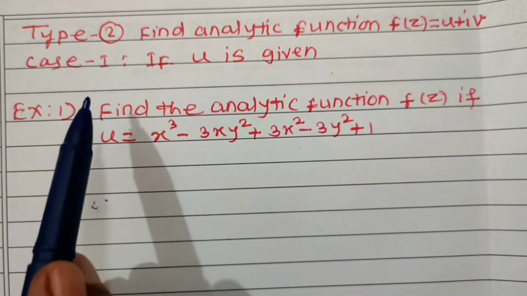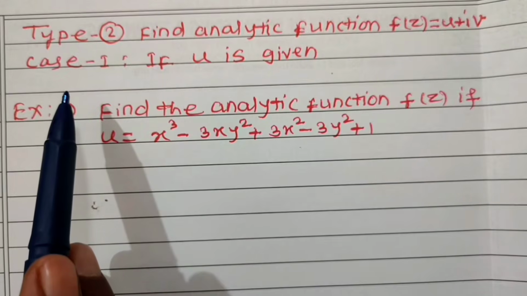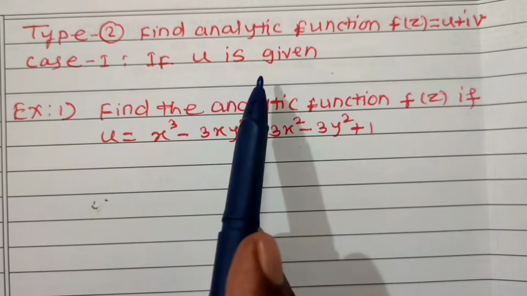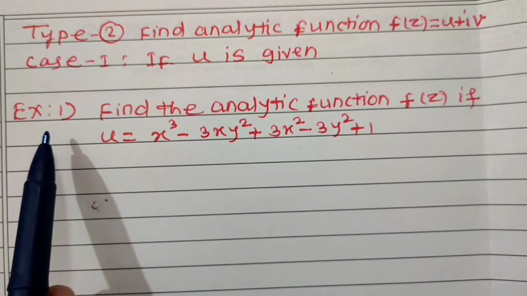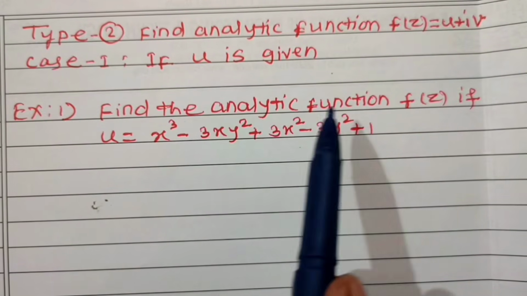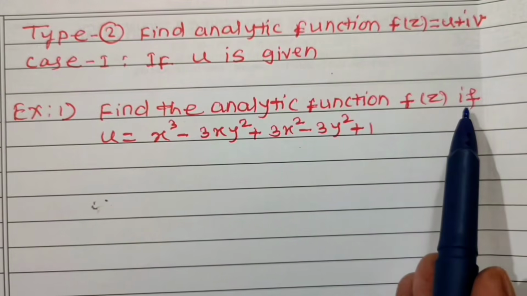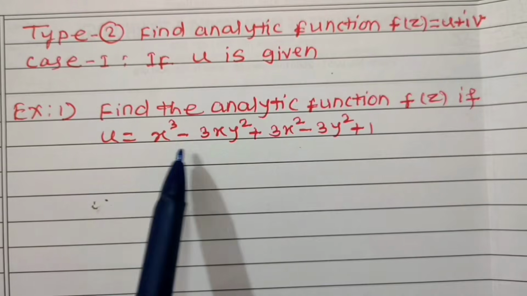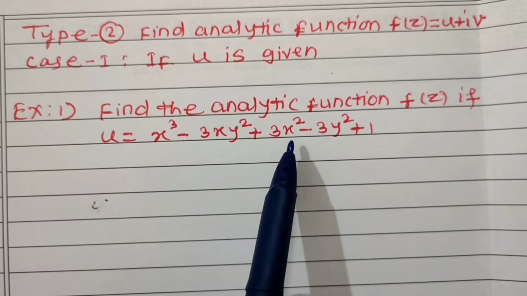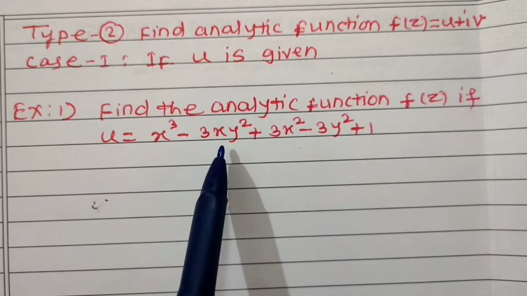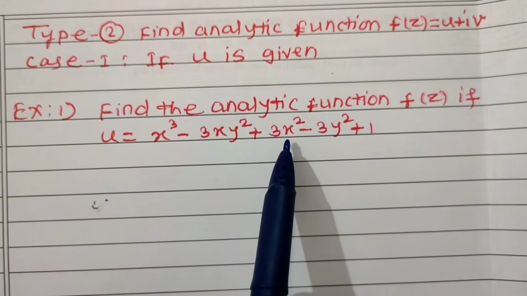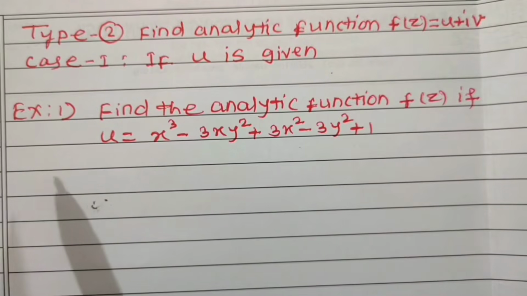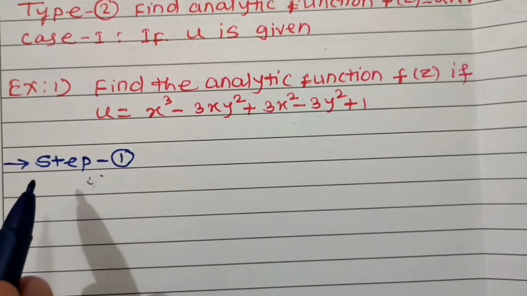So one by one we have to learn about these 4 cases. Case number 1, we are assuming if u is given. So example number 1 is find the analytic function f of z if real part of f of z, u, is given like this. This is algebraic polynomial x cube minus 3xy square plus 3x square minus 3y square plus 1. So solution for this, step number 1.